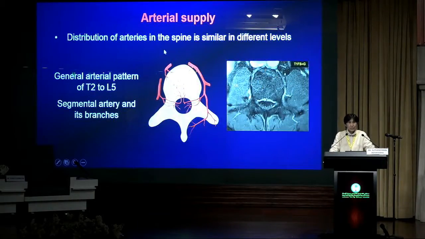Distribution of arteries in the spine is similar at different levels, and the general arterial pattern can be found from T2 to L5, which consists of the segmental artery providing branches to feed the vertebral body, spinal canal, and the posterior element. And this is the segmental artery in MR imaging.